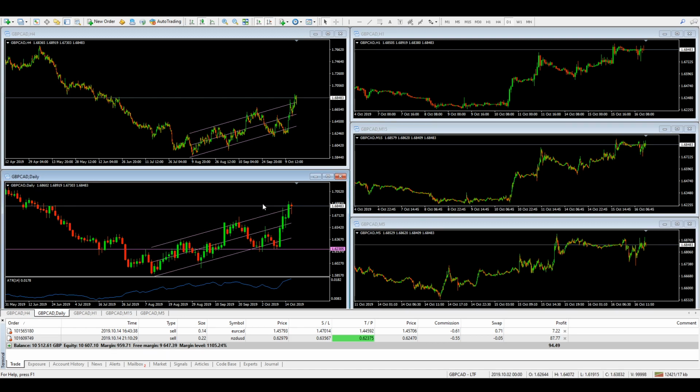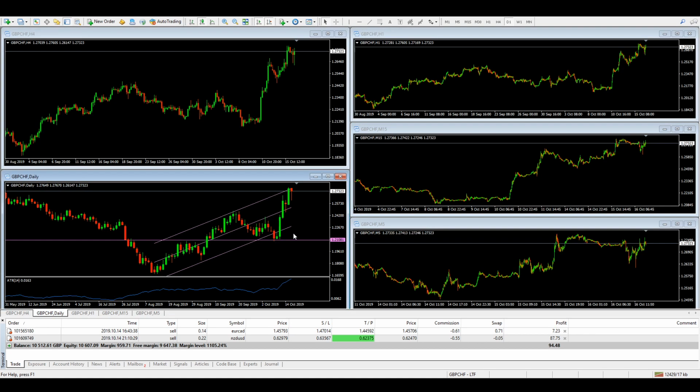So GBP CAD, same story, just too overbought. You can see it's just interacting with our standard deviation channel, which means that the price has a good likelihood of coming back to the average, coming back to find value. So now is not a good time to be long. Just wait for it to come to these levels here to allow to potentially be long on that.